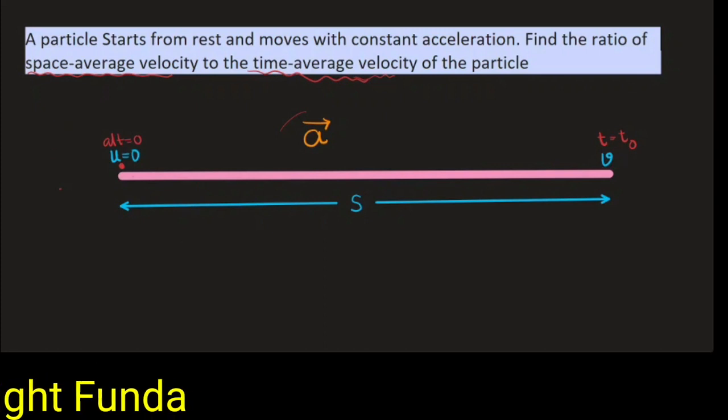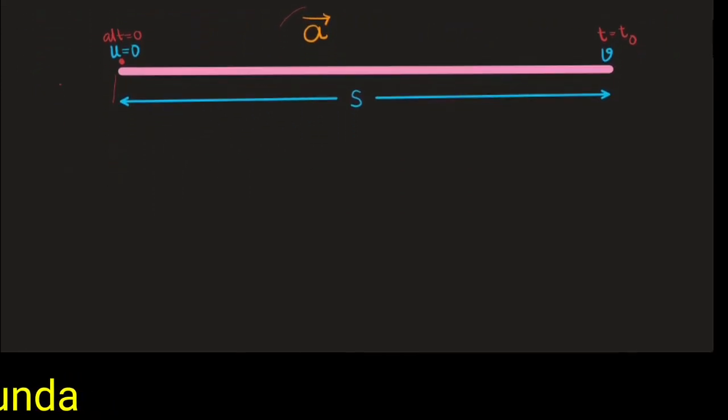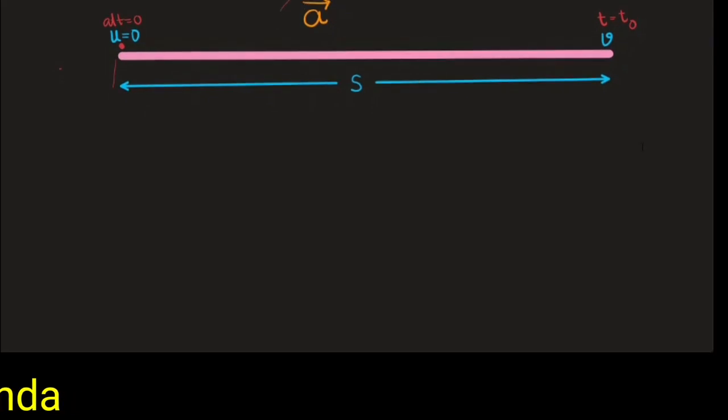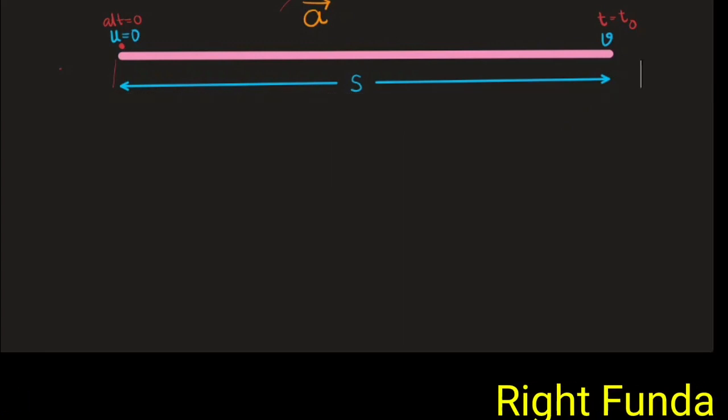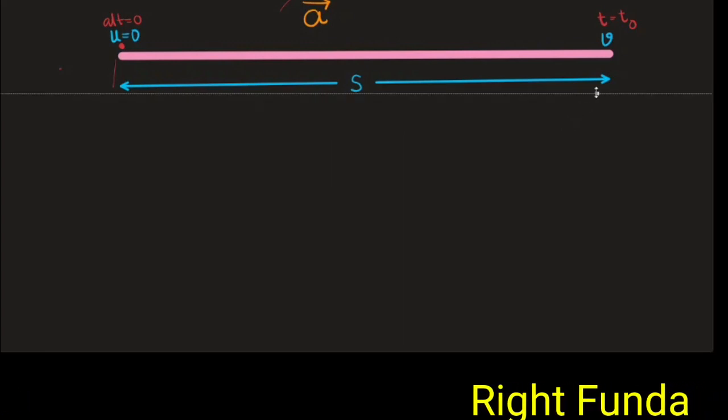So this is the situation: it starts from rest, moves with constant acceleration, and from this time to this time let's calculate the ratio of the space average velocity to that of the time average velocity. So what do you mean by average? When you say average velocity, we know average velocity equals total displacement by total time. Mathematically, average velocity is written like this.